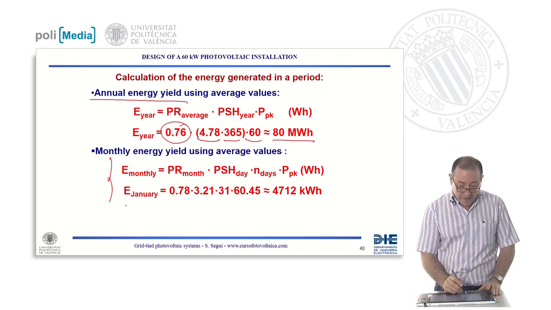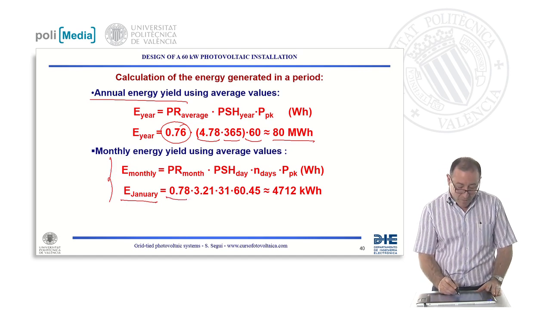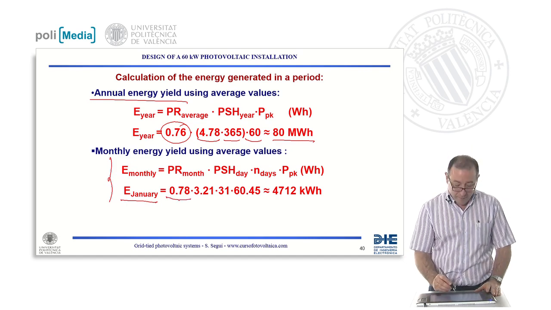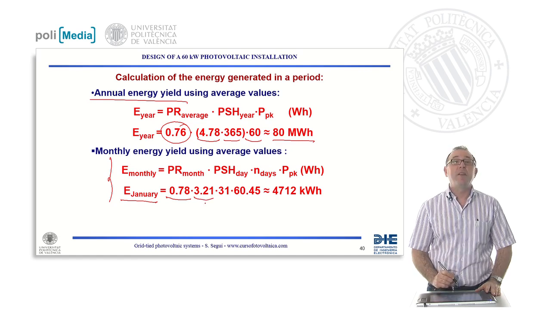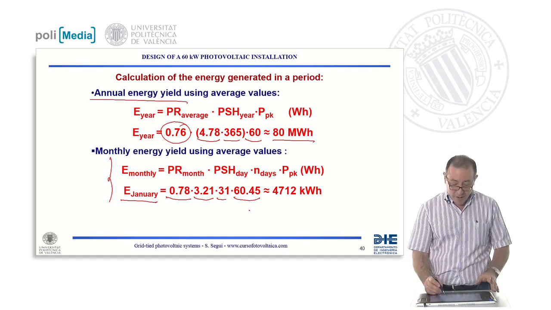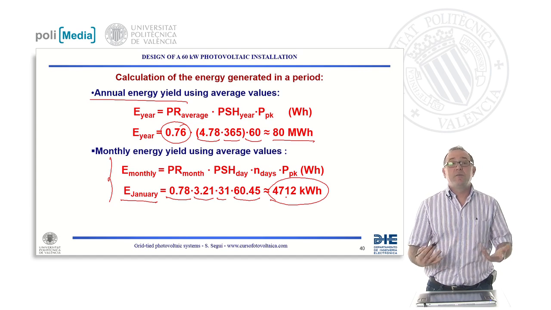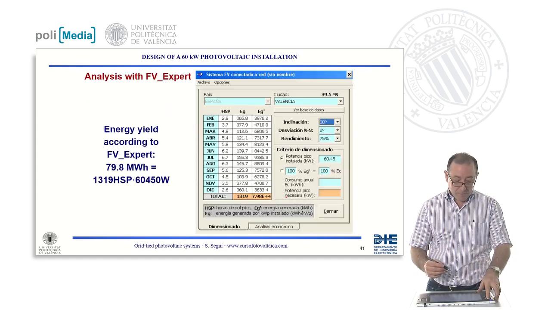The same can be done for a specific month. Here we have done it for January as an example. This is the performance ratio for January, the peak sun hours average value for a day of January, the number of days, and the photovoltaic plant peak power. And here is the production expected for an average month of January.